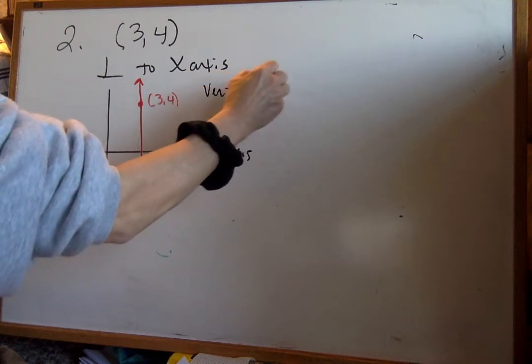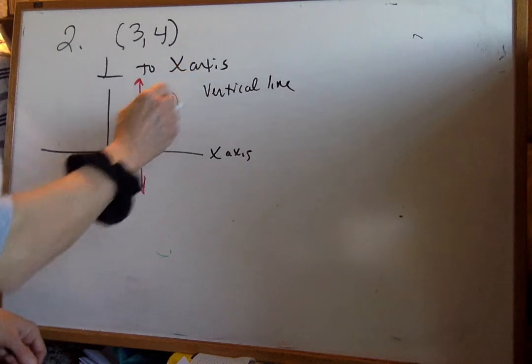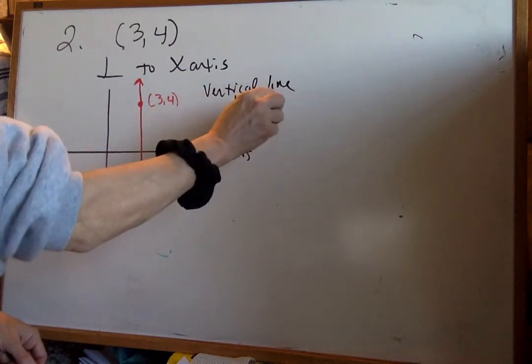That was part of the first day notes for reviewing algebra. Vertical lines are the form x equals what? X equals 3.